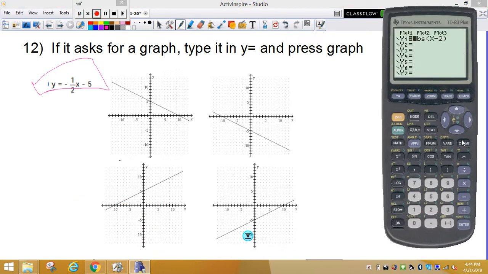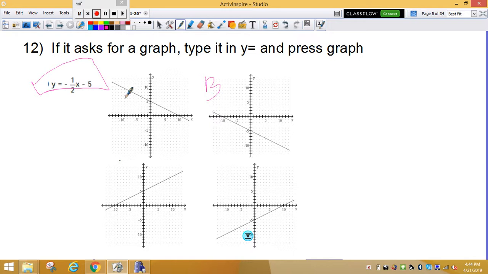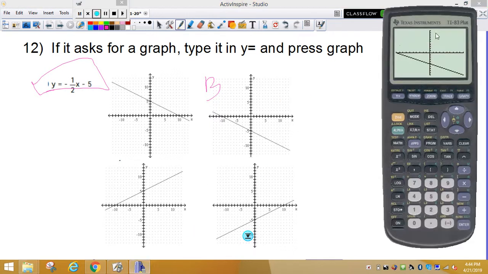So you go to y equals, we're going to type this in, -1/2 x minus 5. We're just going to hit graph. Okay, so it's definitely going down, so it's not either of these two. Let me see. And it goes through down -5, so this is it. So the answer would be B, if this was A, B, C, and D. Because you can look and see that the 2 graphs match.